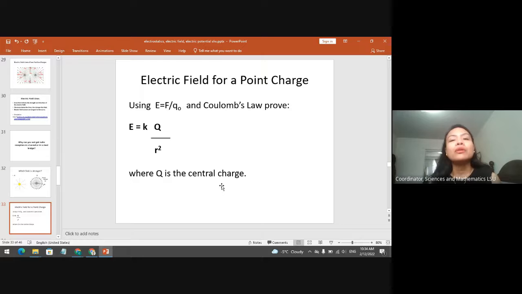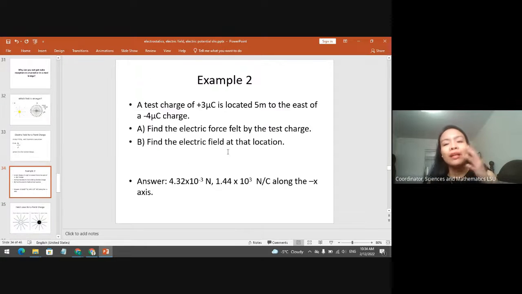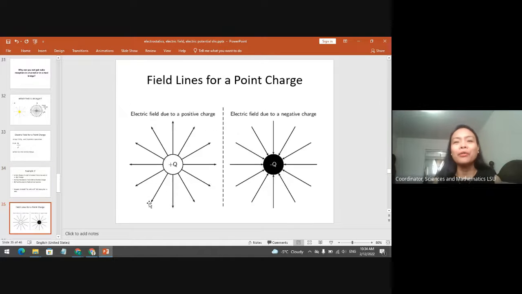Using our previous formula, electric field is equal to the electric force per unit charge, and with Coulomb's law, we can derive that the electric field is equal to k Q over r squared. This is also derived in your module. Now we have another example. The answer is given there for you, so you can work on this by yourself. Now, field lines for a point charge.